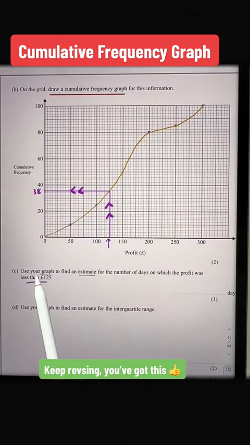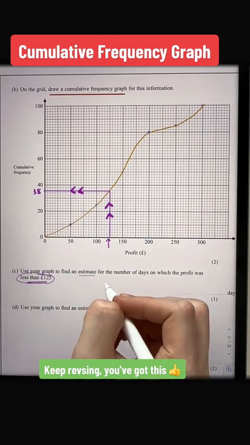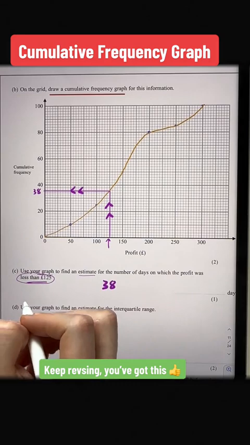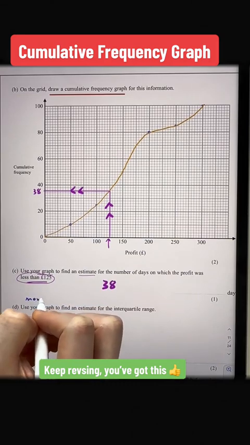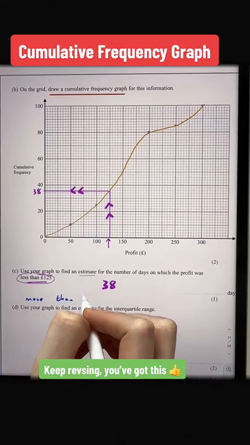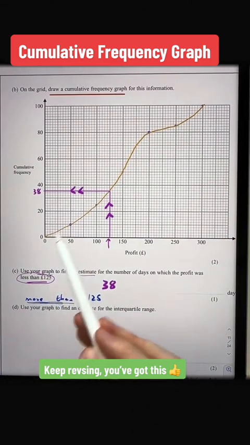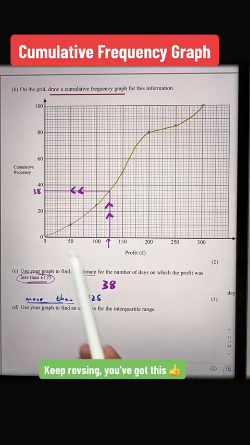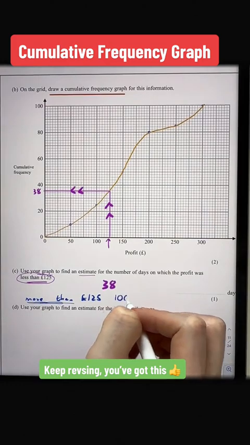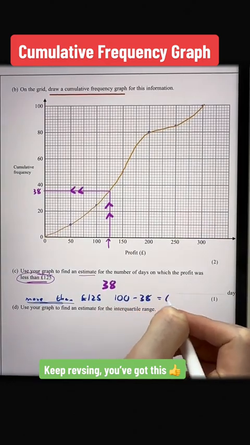As we want the number of days that are less than £125, well, cumulative frequency graph is a running total, so we just simply read off that number, in this case 38. If we want the number of days that was more than £125, we'd still do the same thing at the start. We'd find £125, go up and read across, which is 38. But if we want more than, we would take the total number, in this case 100, and subtract the number of days that was less than £125, which is 38. And 100 subtract 38 would give us 62.